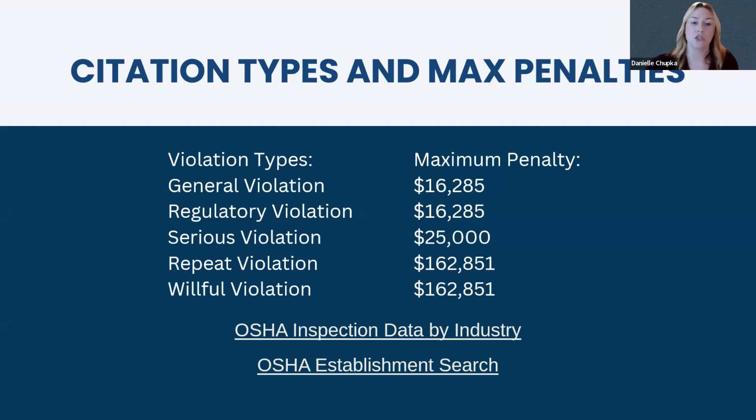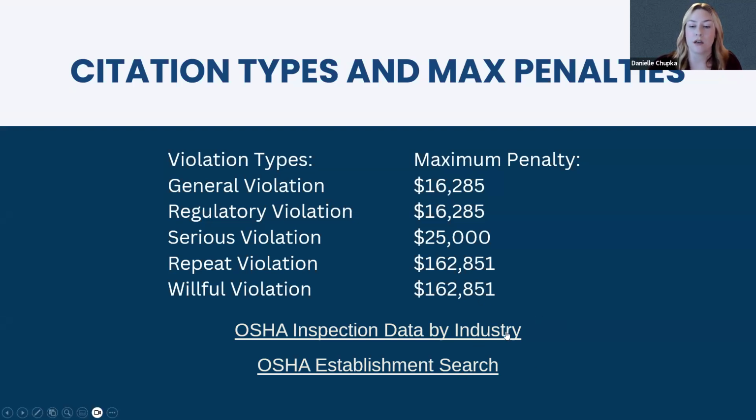Repeats, so anytime that you get any of these violations, if Cal OSHA were to come back out within the next 5 years and that is still an issue, you have the potential to receive a repeat violation. And willful violations often involve negligence.